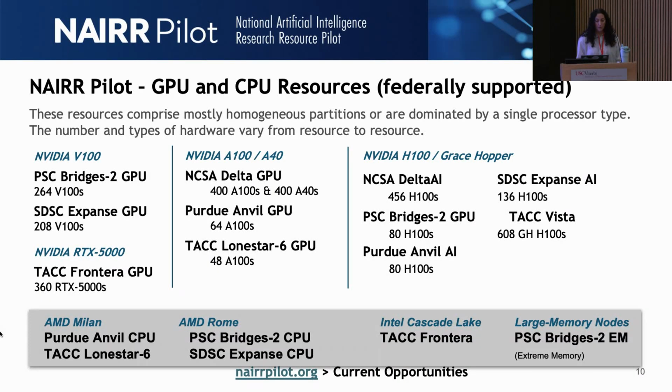So there's also a large number of federally supported GPU and CPU resources available. Here is a small example. These comprise mostly of homogeneous partitions that are dominated by single accelerator or processor type. For example, not all GPU systems contain 4 GPUs per node. You really have to take a look at the resource provider and figure out what makes sense. These are also constantly changing.